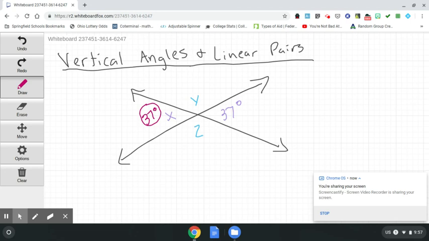We know clearly that y and z are vertical angles as well, but if we don't know the measures of them, we can't determine what they are yet. So we have to change our way of thinking. Let's now compare x with y.